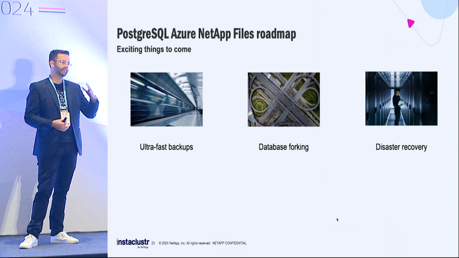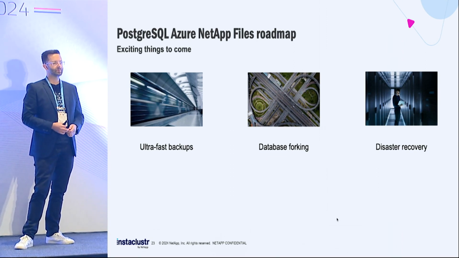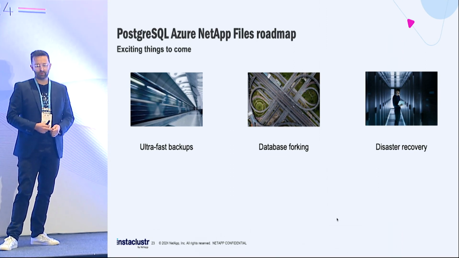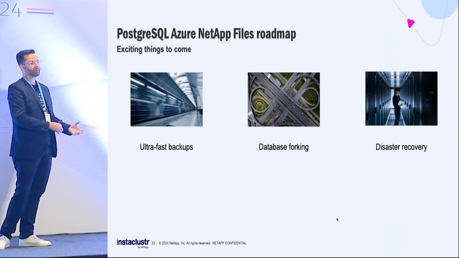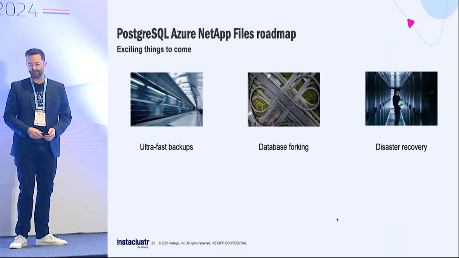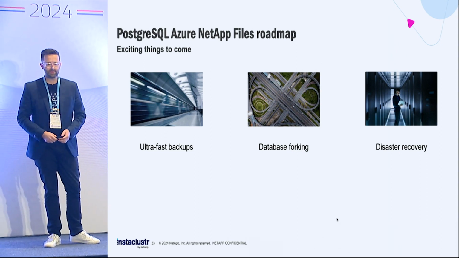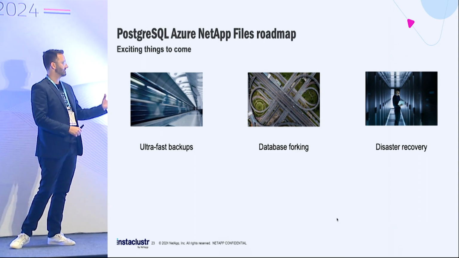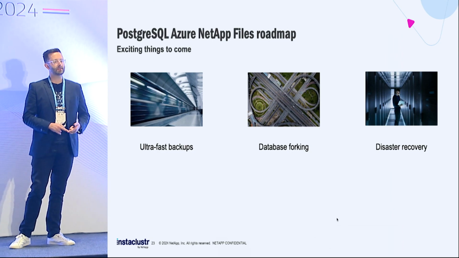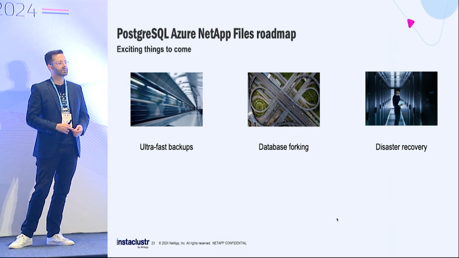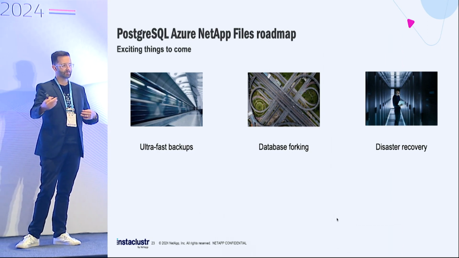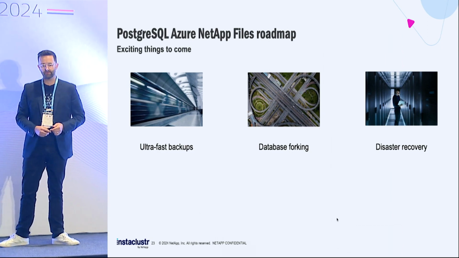So you can rapidly fork the database and test it with production data without having to take a huge chunk of capacity and time to create a clone of your database. And the third thing that we're releasing is disaster recovery. So cross-region replication, as I mentioned, is a capability of Azure NetApp Files. And so we're talking about integrating that to do cross-region DR for Postgres.